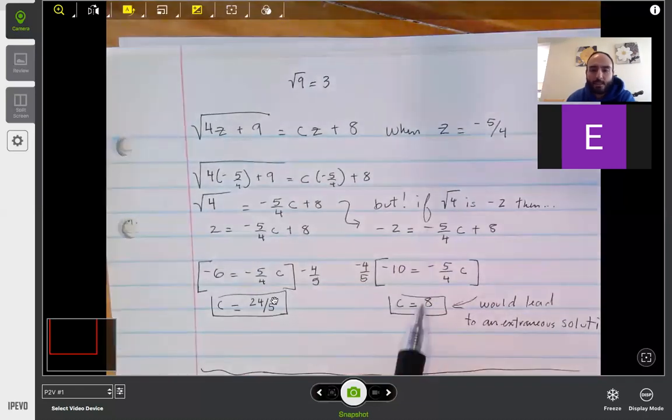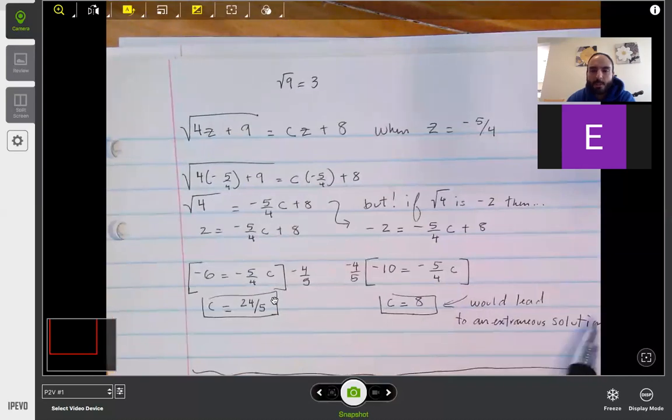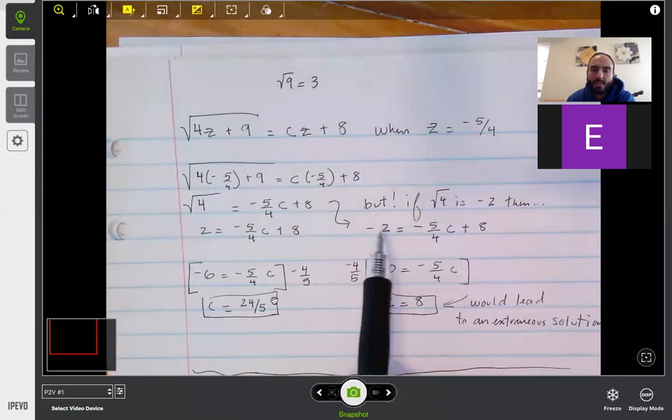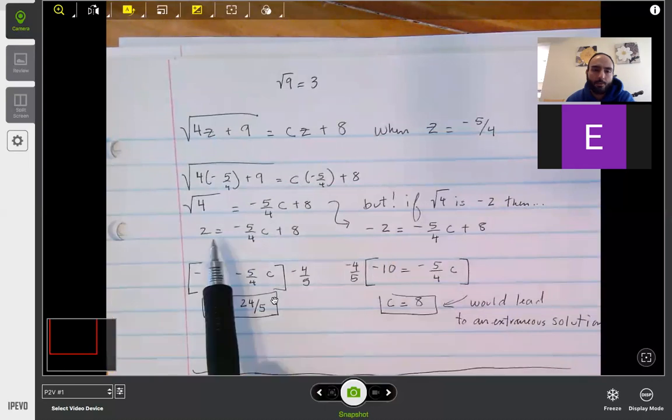Now, what does that mean? It means that if I replace this constant term with the number 8, it's going to lead to an extraneous solution. What extraneous solution? This outcome of getting a -2. I should not be getting a -2 when I take the root of 4. I should only be getting a 2.